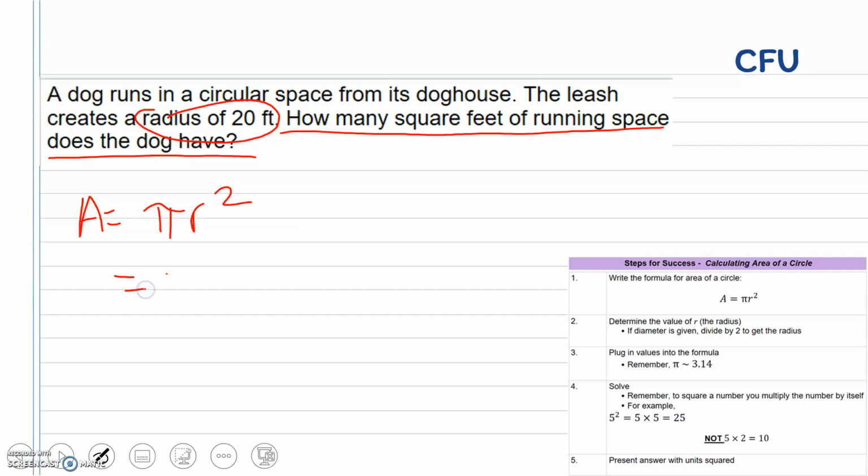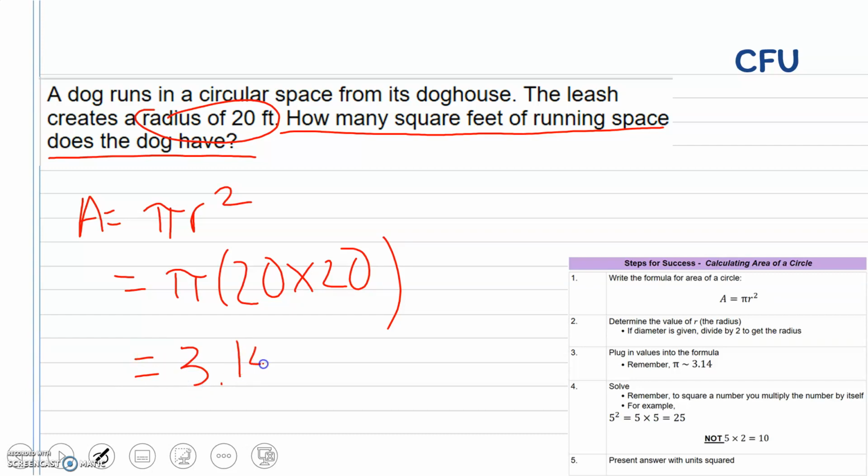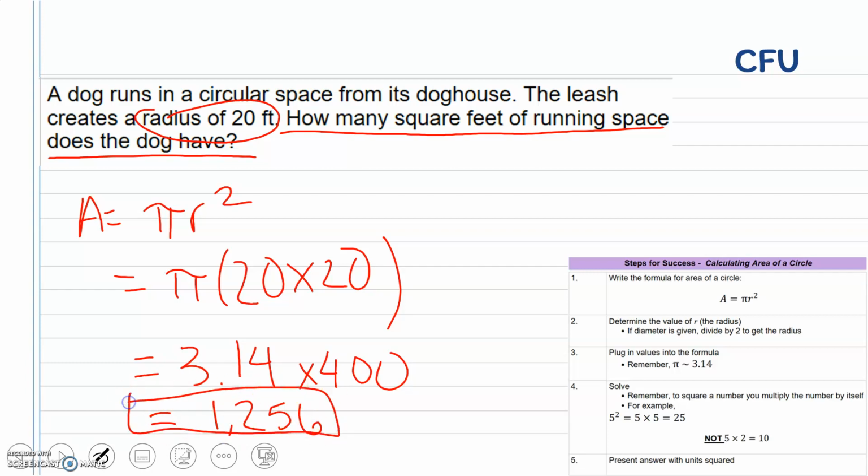So this would be pi. My radius is 20 times 20. So 20 times 20 will give me 400. So 3.14 times 400 will give me 1,256. That is my area. Great, let's keep on moving.